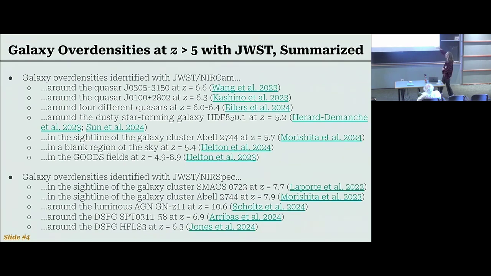And so the ones in the upper part of the slide here are ones that are identified with NIRCam, specifically the wide field slitless spectroscopy mode of NIRCam. There's a few dozen here that have been found beyond redshift 5 to date. I think I included everything, though there's inevitably something probably not up here. At the bottom of the slide are ones identified with NIRSpec. The first 2 with the multi-object spectrograph, the bottom 3 with integral field spectroscopy around these very special sources.